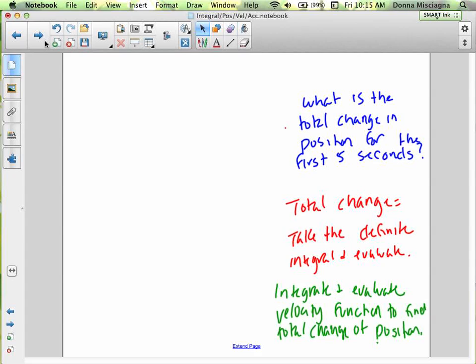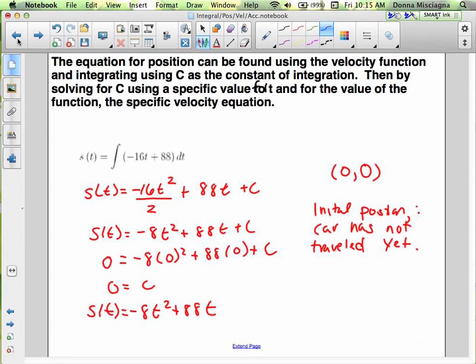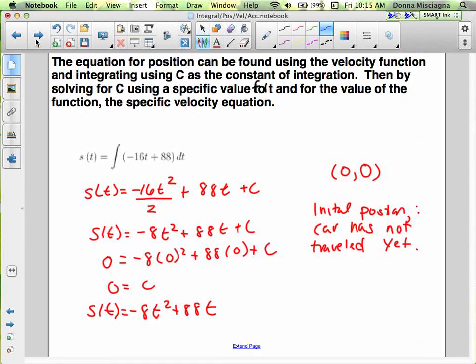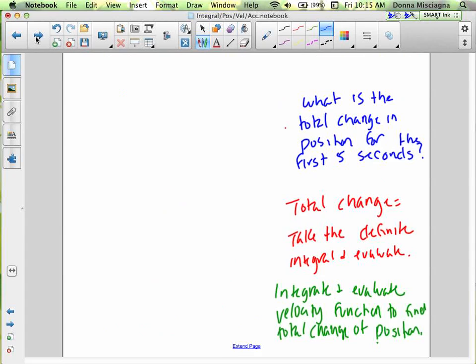All right, so we want to know the total change in position for the first 5 seconds. So we're going to integrate our velocity function. Excuse me, I almost said position function. Our velocity function. If you integrate velocity, you get change in position. So our velocity function, if we go back, was negative 16t plus 88. So we're going to integrate that. And we want to know the first 5 seconds, so from 0 to 5, and then I need dt.